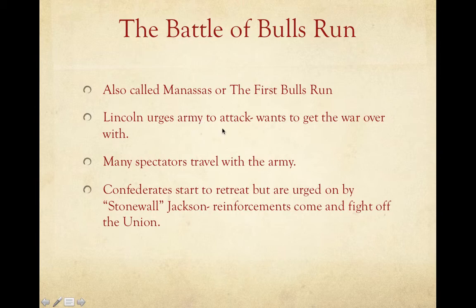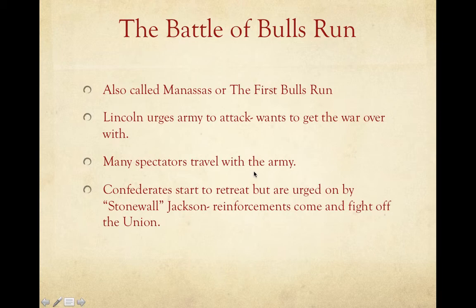He basically gives the order that he wants the Northern soldiers to march out and start fighting the South. And people didn't really know how this would go down. So as the Union Army walked out of Washington, D.C., there were actually spectators who said, "Let's go see a war, let's go see a battle," and they traveled with the army. They didn't realize exactly what they were in for.